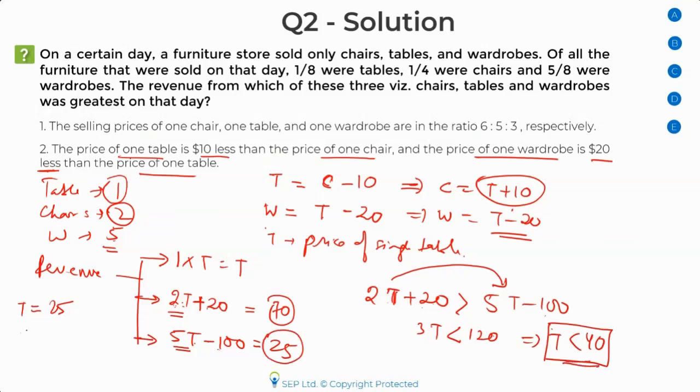What if t turns out to be 50? If t turns out to be 50, this would be 120, right? 50 times 2 is 100 plus 20 is 120. If I put a 50 here, I would get 250 minus 100, which is 150. So now notice my wardrobe becomes greater. Priya says I caught myself being lazy. So that's the point that I'm trying to make.